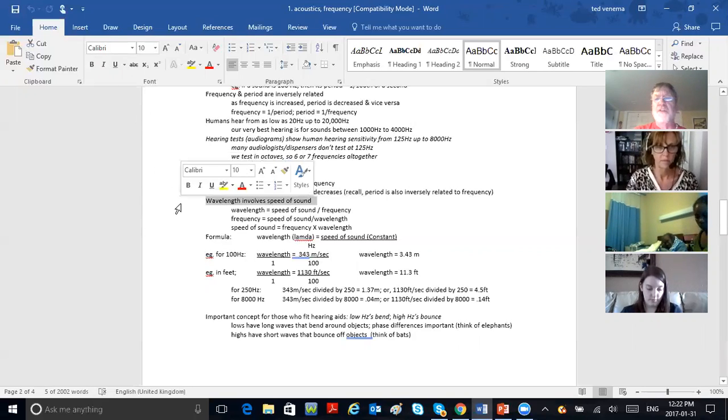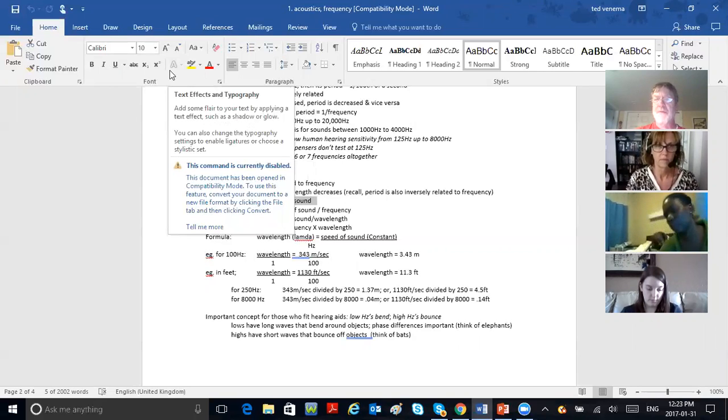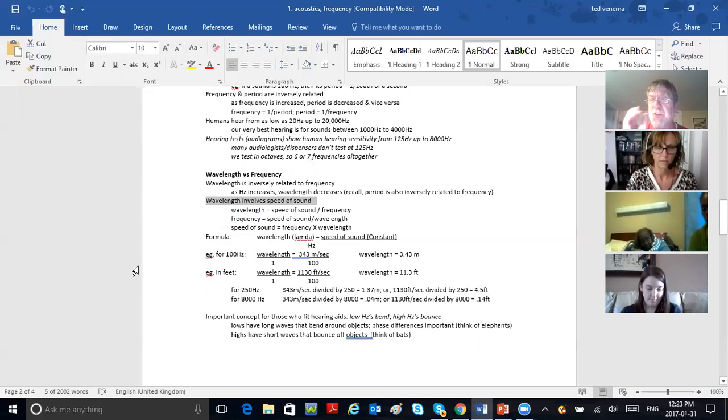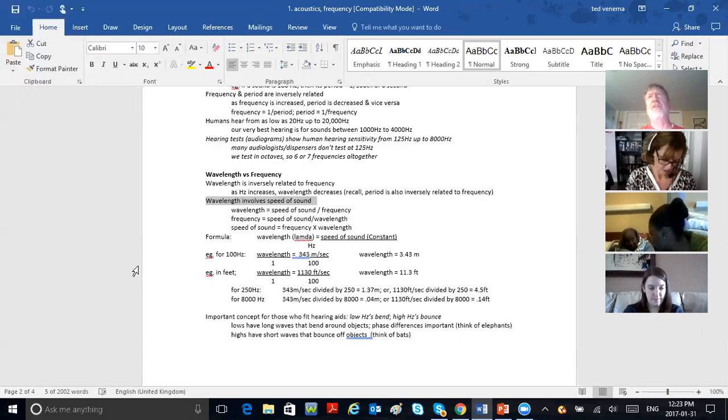Wavelength involves the speed of sound. How fast does sound go? What's the speed of sound in air? In water? In steel? The speed of sound in metric is 340 meters per second. In English, or in American, sound goes 1,130 feet per second. In metric, it's 340 meters per second.